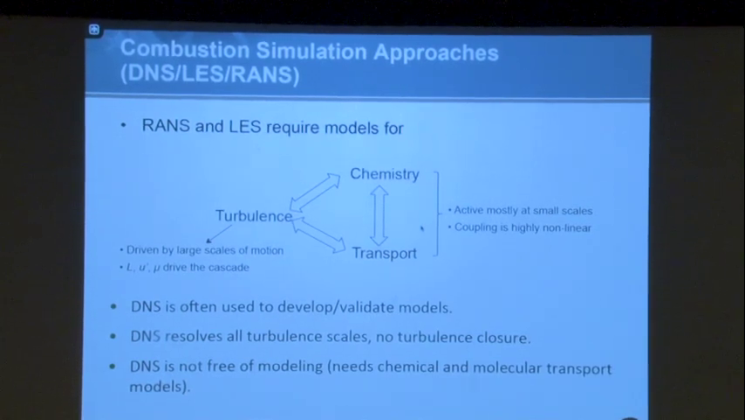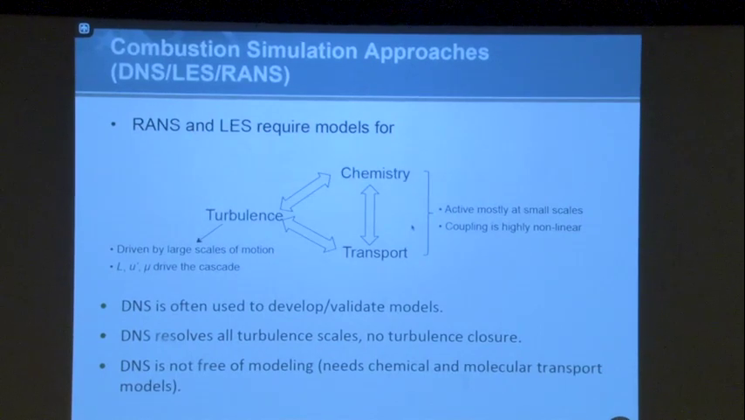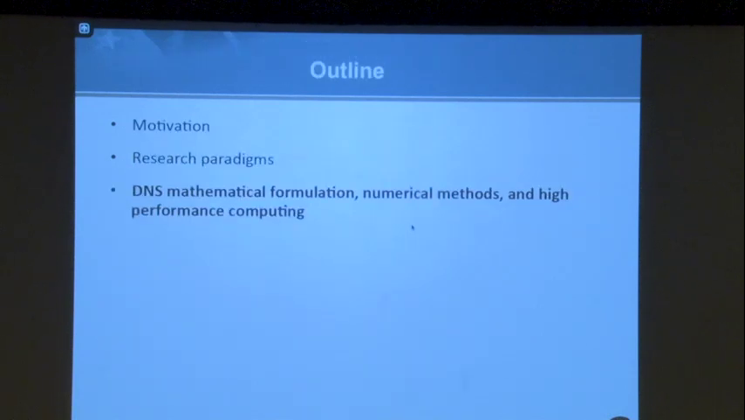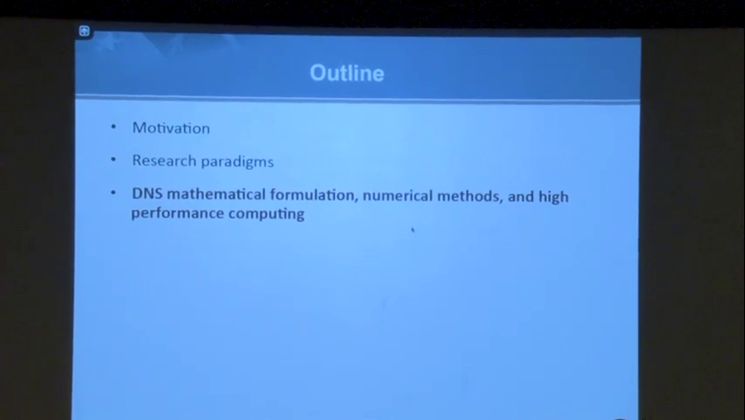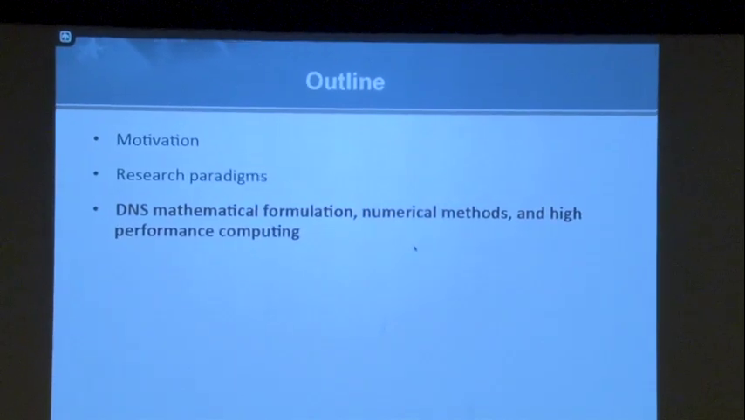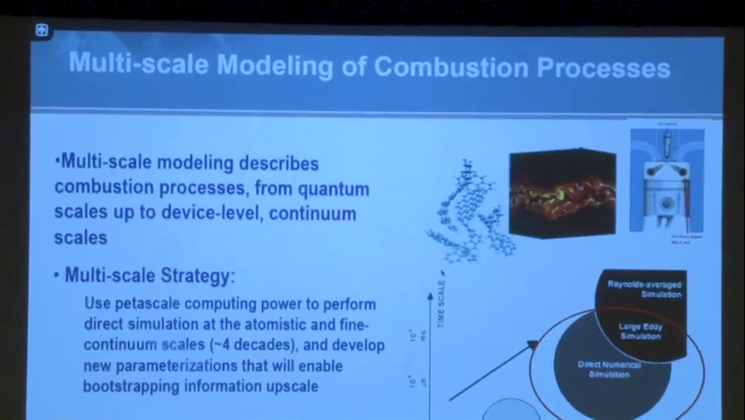DNS, as I mentioned already, resolves all scales, but it's not free of modeling entirely because we still need to have models representing both the chemistry as well as the molecular transport. I'd like to quickly go over some of the underlying mathematical formulation for the equations that we solve, and then some comments about high-performance computing.